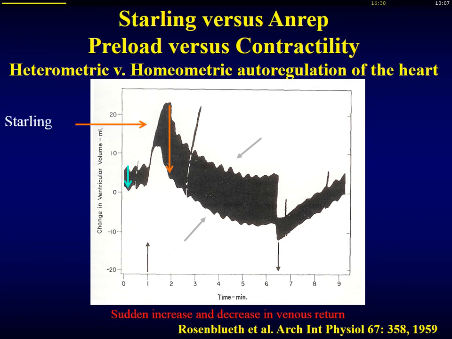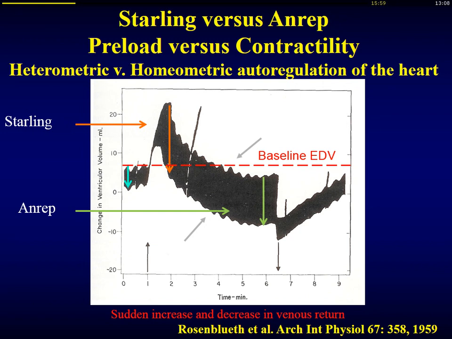But watch, over time, the stroke volume remains elevated, which is the Anrep effect. And look, the preload is actually less than it was before, and the amount of time it took for this to happen was 5 minutes. And that is because when you have increased stress on the heart, it increases its intrinsic contractility. This is referred to as homeometric autoregulation, or the Anrep effect. And Starling's law of the heart is called heterometric autoregulation.